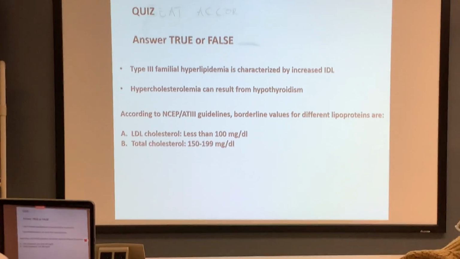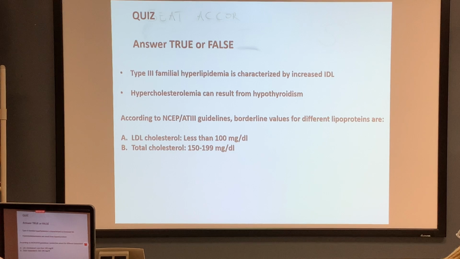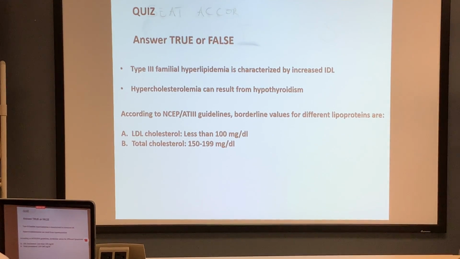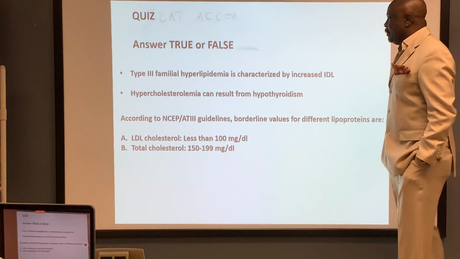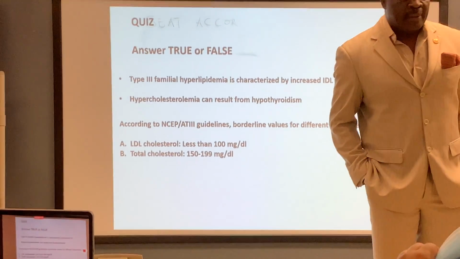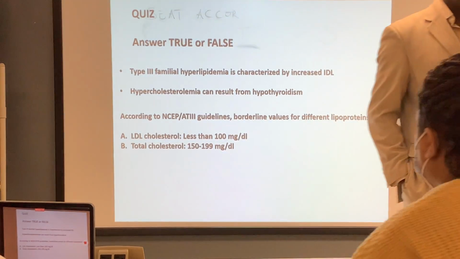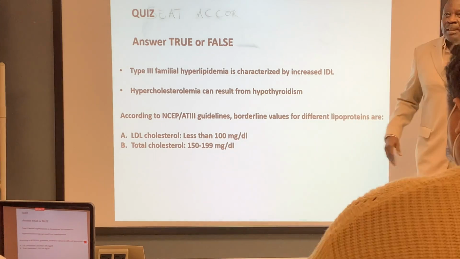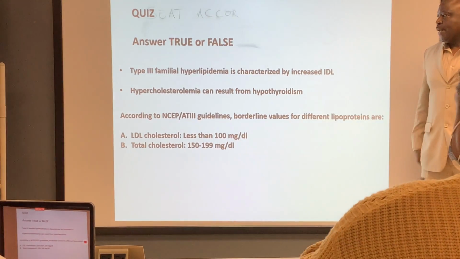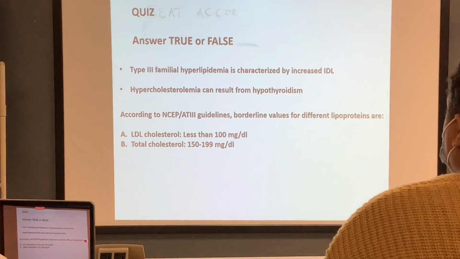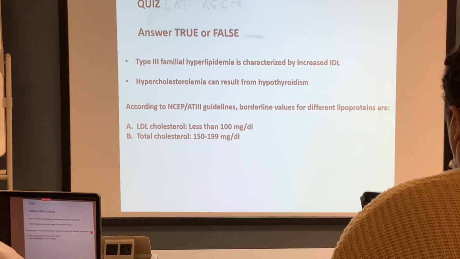So let me see if you've been following me. Type 3 familial hyperlipidemia, type 3 now, is characterized by high IDL. True or false? True. Everybody says true? That is true. Hypercholesterolemia can result from hypothyroidism. True. Yeah, true. Thank you.